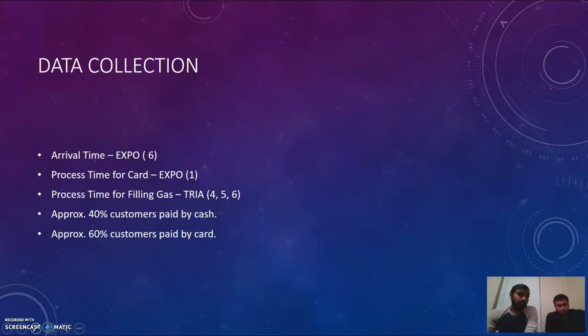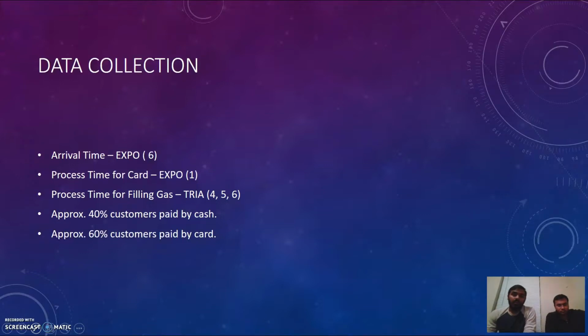So what data did we collect? First of all, the arrival time of the customers. The time varies during different times, but in the peak time what we observed is around exponential of 6 minutes. So we have taken the maximum, exponential of 6 minutes. The process time of the card is less than 1 minute, obviously, so we have taken the maximum one, exponential of 1 minute.